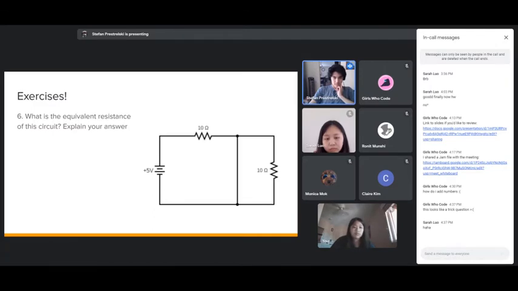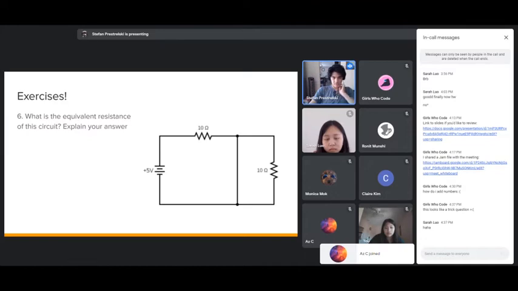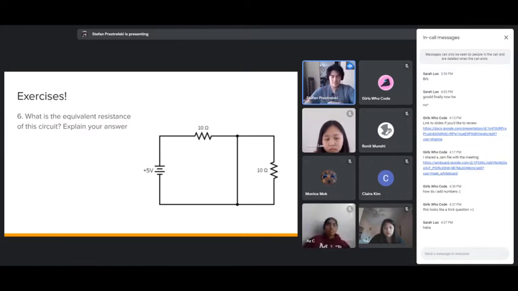Is anybody able to explain their answer? Despite the fact we have a 10 ohm resistor here and then another 10 ohm resistor, why is the equivalent resistance 10 ohms and not 20? You can type out your explanation in a text box or put it in the chat.